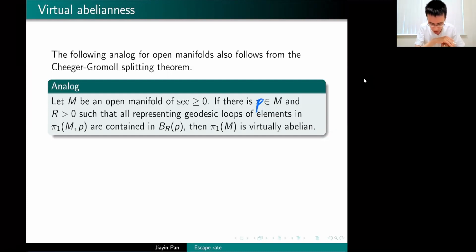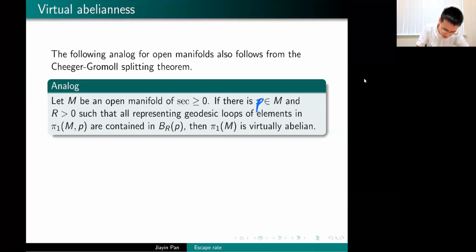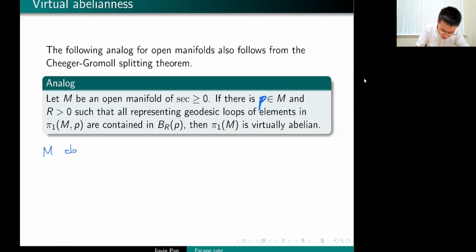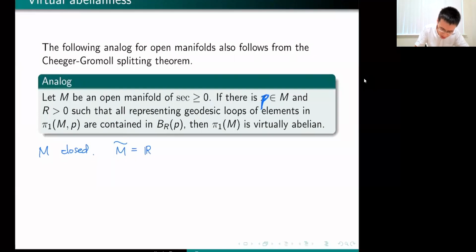So I'm going to mention how this is proved and also how the closed manifold case is proved. Let's first consider the closed case. So we have M closed. Then we're going to consider its universal covering. Applying the Cheeger-Gromoll splitting theorem to the universal cover, one can show that the universal cover is always a metric product, R^k times some N, and this N is compact.